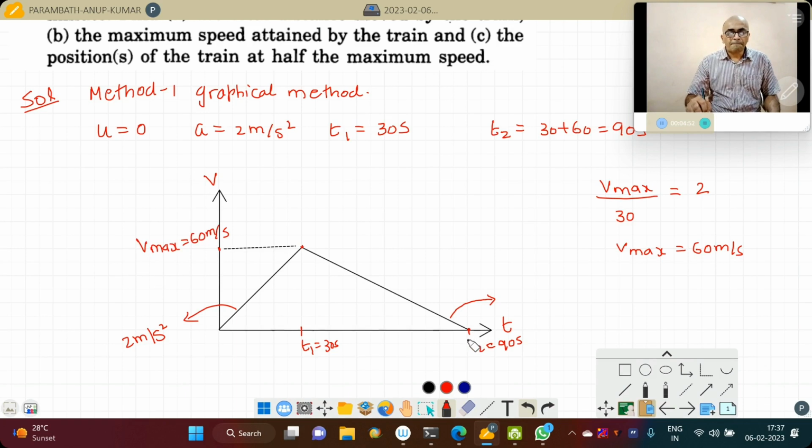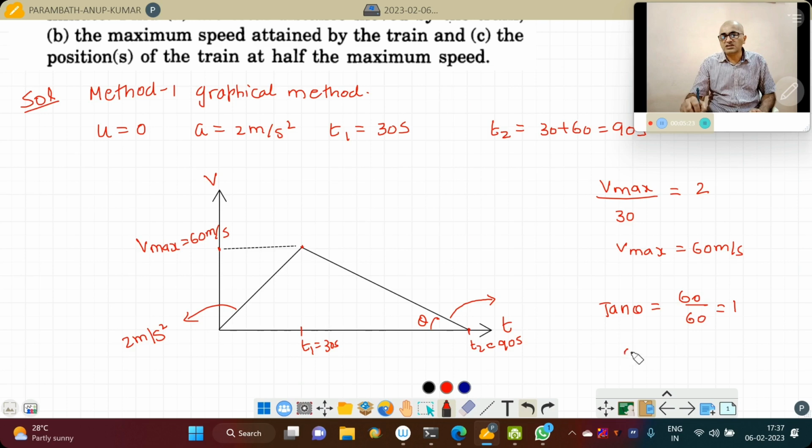Next, I can now identify this slope. How? Again, slope is tan theta of this angle theta. Tan theta is equal to vertical height divided by base. The base is from 30 to 90, students, that is 60, and the height is 60, so the slope is 1. So my deceleration is 1 meter per second square.